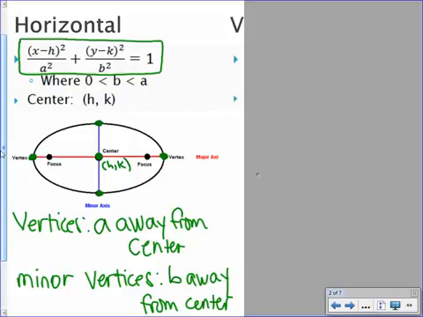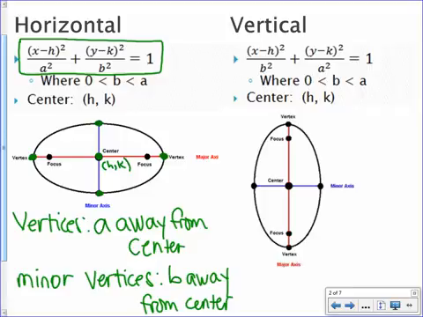Is B going to be bigger than A? I like where you're thinking, but instead of B being bigger, A is always going to be the biggest. We're just going to put it with the Y. Okay, so you were thinking along the correct path. We're just going to make it easier on ourselves, and we're going to always say that A is the bigger number. And so if the bigger number is underneath the Y, it's going to be vertical. If the bigger number is underneath the X, it's going to be horizontal.